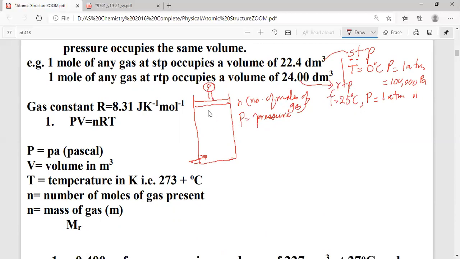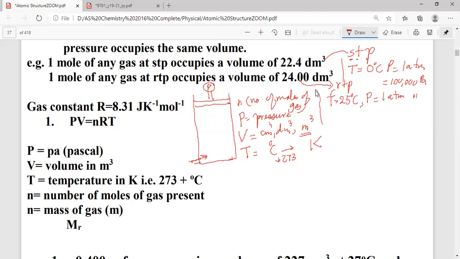And of course, if you pump here, it will register the volume. Volume is measured in many ways, cm cube, dm cube. But what is most important here, we will use meter cube. This is the most important one. And of course, temperature. The higher the temperature, the bigger the volume. Temperature, normally they give you in centigrade, you will change it to Kelvin, which is plus 273.